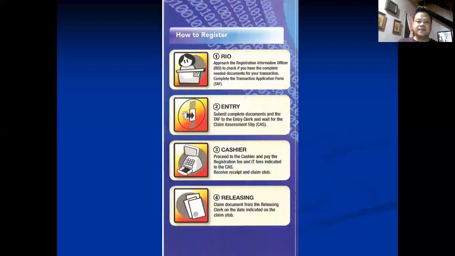Okay? Now, how do we register? First, you approach the registration information officer to check if you have the complete documents needed for the transaction. They check them one by one to see if you are complete. If you are complete, only then will they accept and enter the documents. After that, you will pay the corresponding amount, including the IT fees. Then we wait. It depends. In Davao now, because of the voluminous transactions, it takes 3 to 4 months. Unfortunately, the transactions here in Davao are really voluminous.